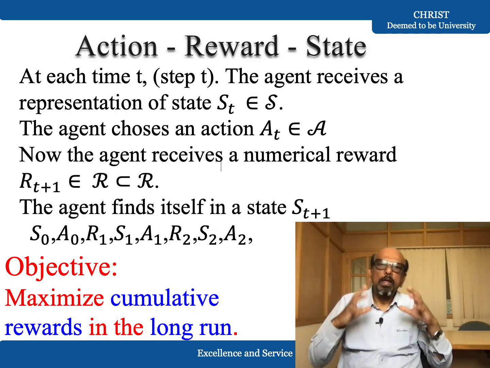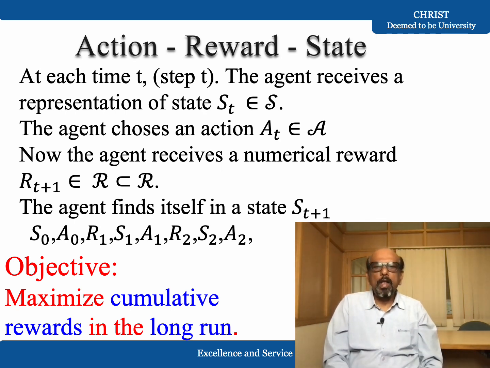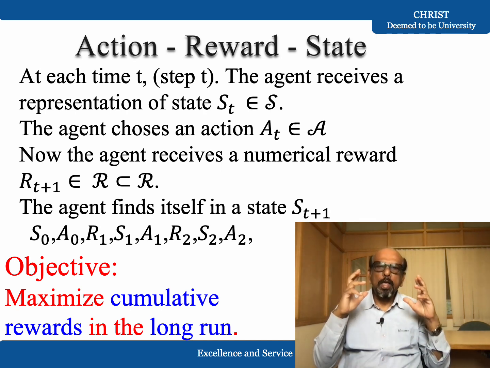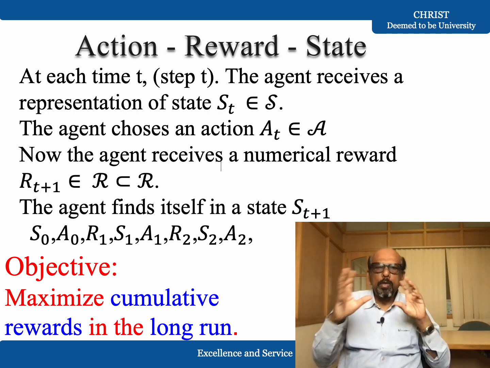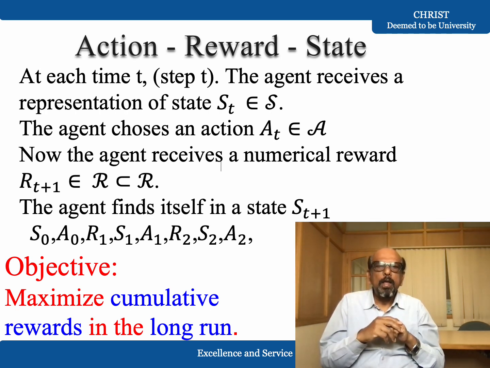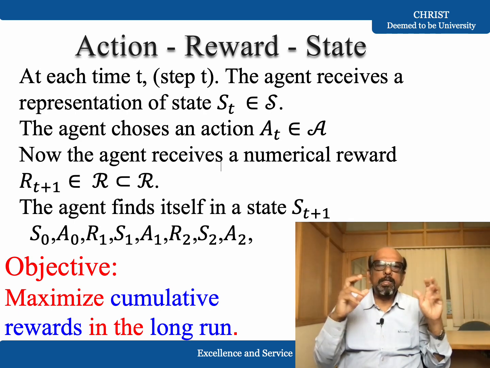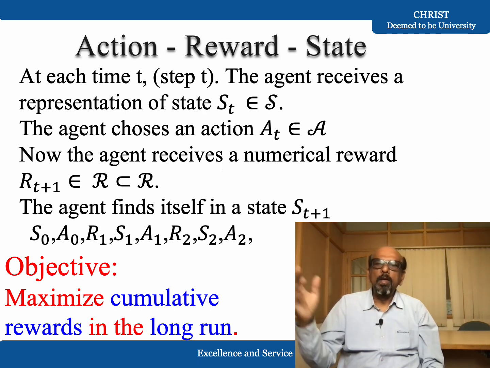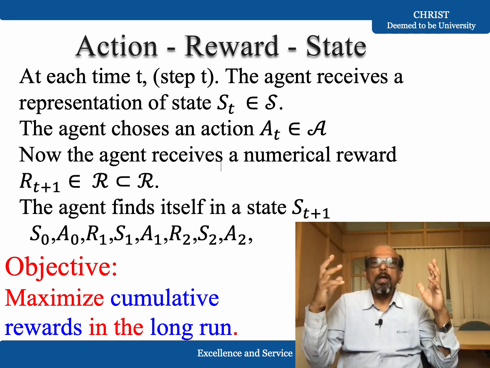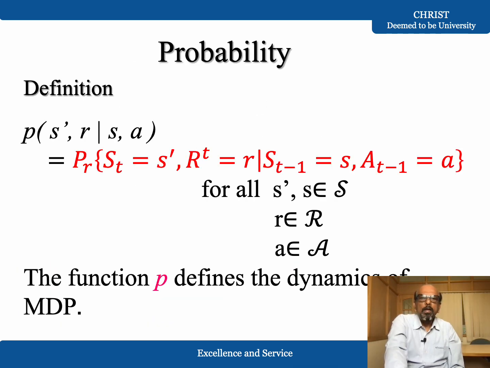So the agent has to learn. Reinforcement learning is all about the agent learning to choose the actions so that you maximize the cumulative reward in the long run. Over a period of time, cumulative reward must be high. So that is the background.